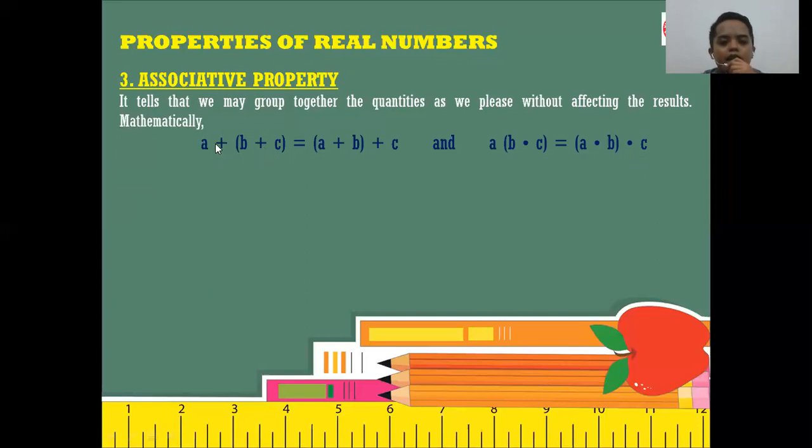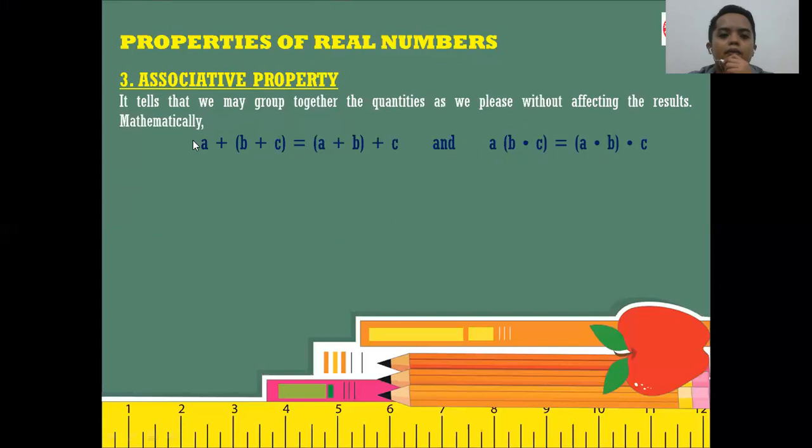So notice here, the real numbers A, B, and C are not moving. At the same time, the operation, the addition, is not moving. Only the parentheses move. Same with the associative property of multiplication. The ABC real numbers are not moving, and the operation of multiplication also is not moving. Only the grouping of the parentheses.